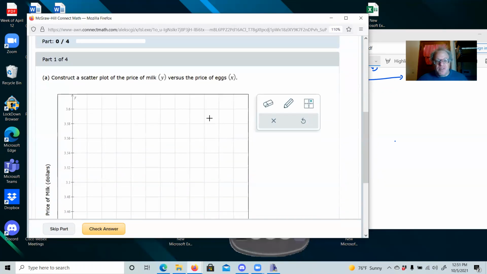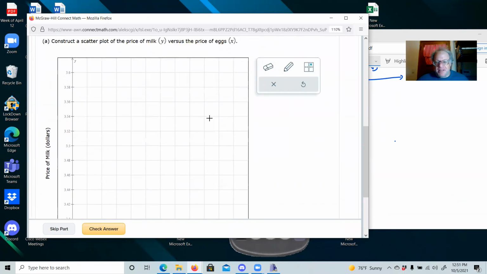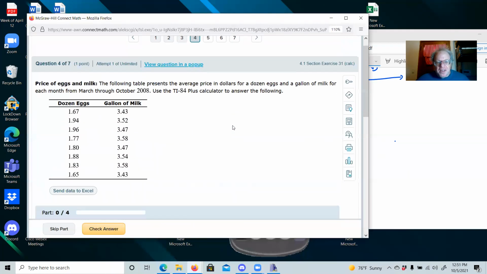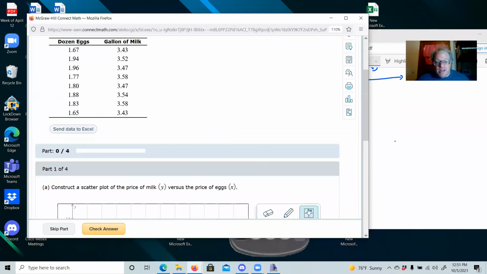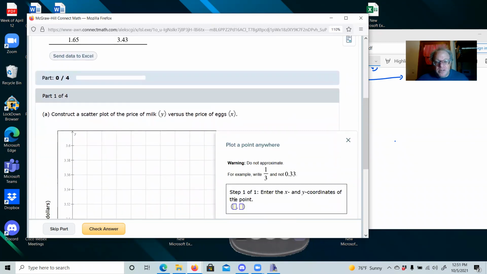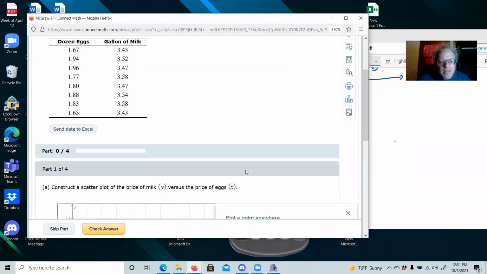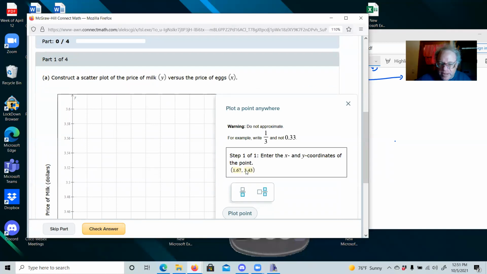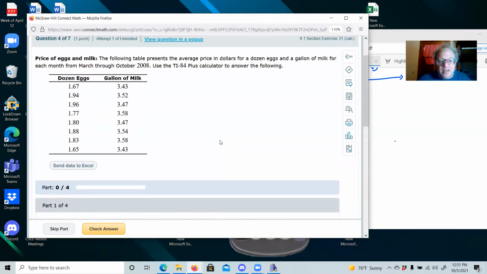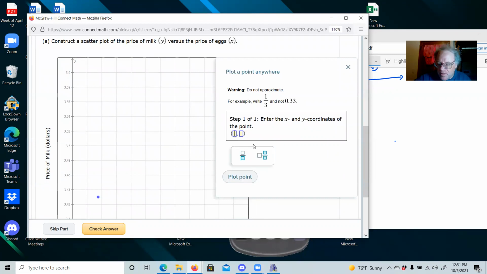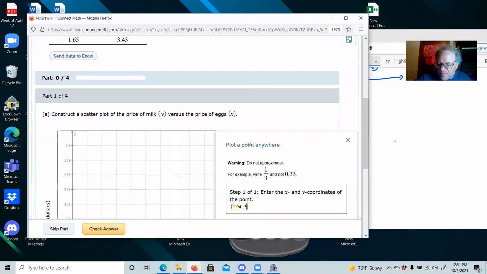I have a feeling this is going to go disastrously wrong because I've tried it and they are very picky about their little piece here. So we are going to plot these points. We're just going to type them in. This is 1.67, and the next one is going to be 3.43. Okay, plot the point. We're just going to go through this the entire time. So 1.94, sorry for this, 3.52.